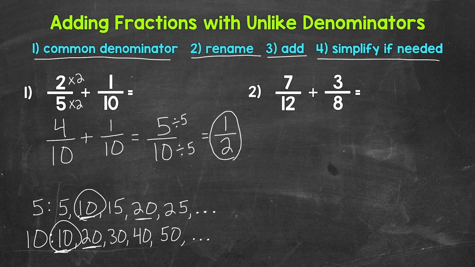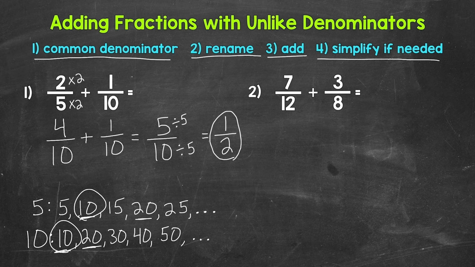Yes, 24 works for 12. 12, 24, 36, and so on. So 24 is a multiple of 12. And yes, 24 works for 8 as well. 8, 16, 24, and so on. So 24 is a multiple of 8. 24 is our least common multiple between 12 and 8. Therefore, our least common denominator. So let's rename these fractions with that denominator of 24.